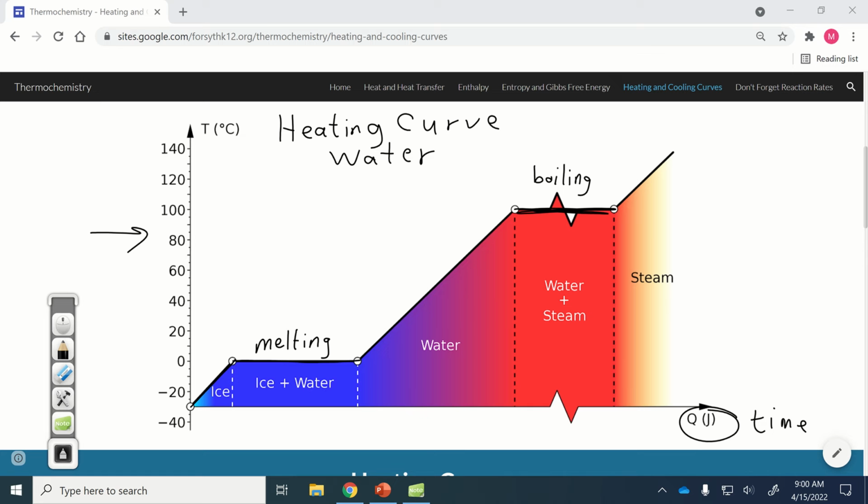And when you have just the individual state, the temperature is increasing. Okay, we can increase the temperature of the individual state. But when we have a phase change, the temperature remains the same. So why is this? So let's review again.